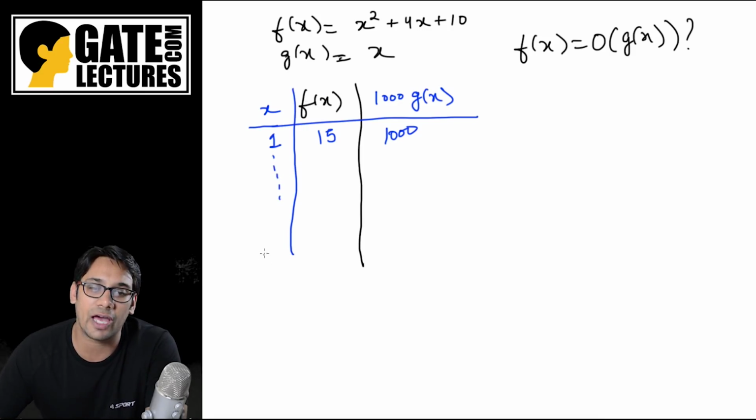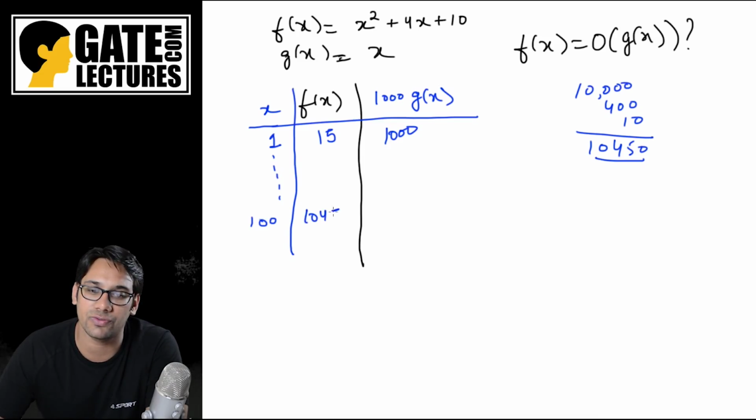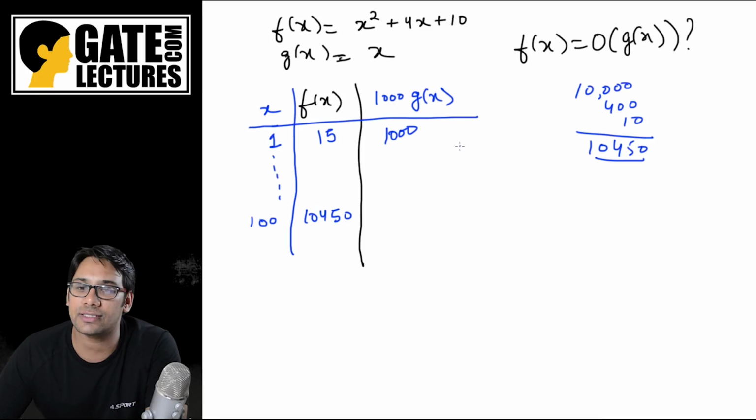So maybe you took a value which is 100, or which is, okay, let us take the value which is 100. So if you take a value which is 100, in that case fx will become 100 square, which is 10,000, and then 4 into 100, which is 400, plus 10, which is going to give you 10450. Okay, so it's the value of fx, which is 10450. And what is the value of gx? Gx will become this much. So here you can clearly see that gx is greater than fx.